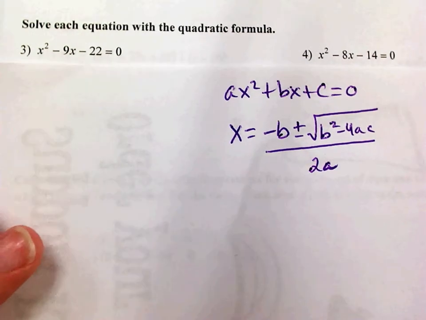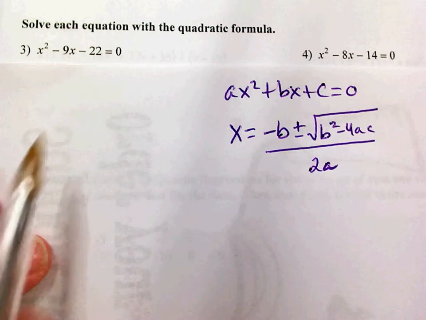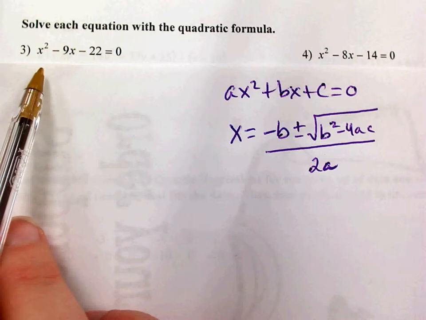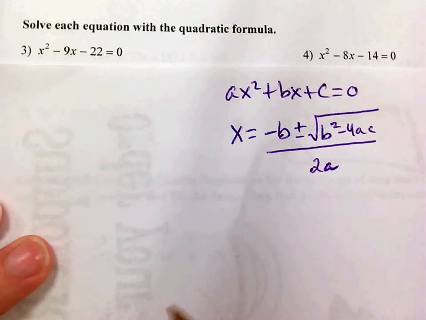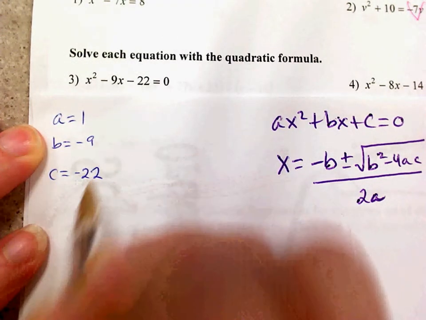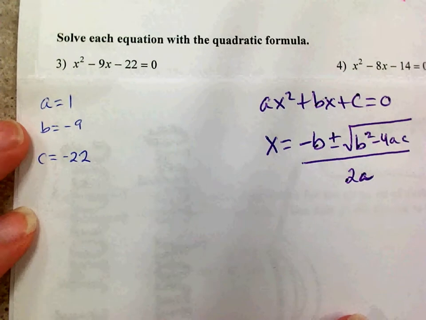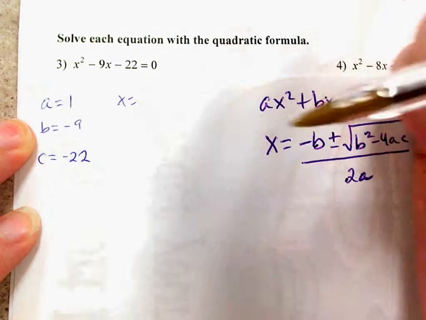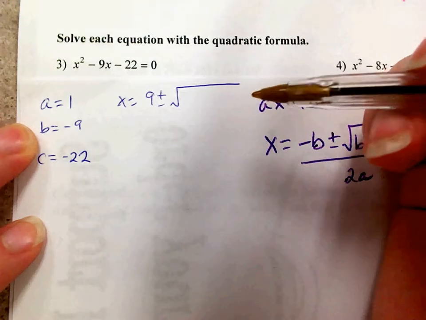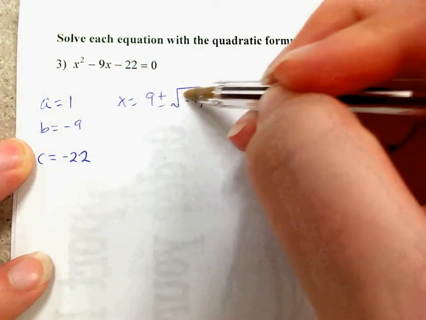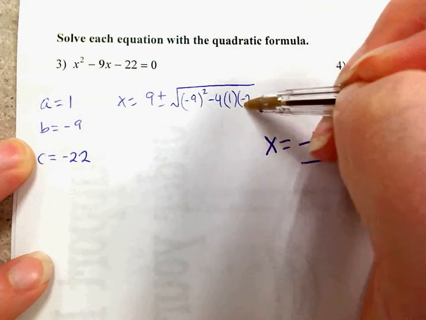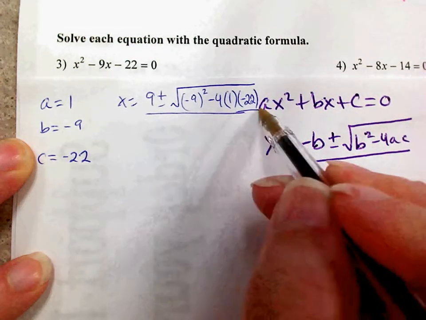So, in this problem right here, what's A? A is 1. What's B? And C? Okay. So if I'm trying to solve this one, then A is 1, B is negative 9, C is negative 22. All right, so now I just really need to fill in the formula, yeah? Okay. X equals opposite B, positive 9, plus or minus the square root of B squared. I'm going to go ahead and put negative 9 squared minus 4 times A times C all over 2 times A.